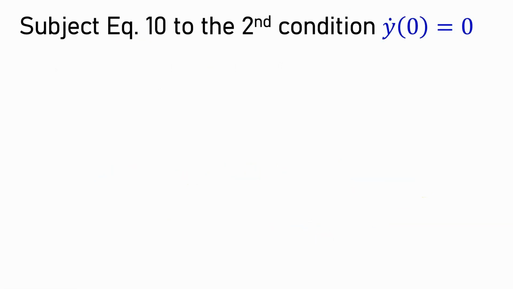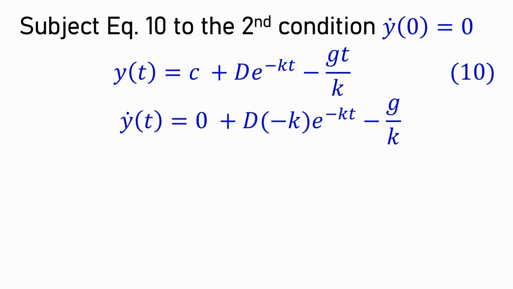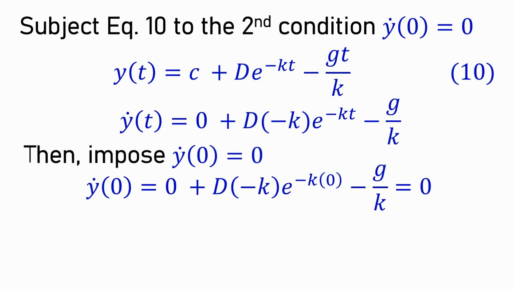So let's use the second condition. For us to use the second condition, we need to know that it's a derivative. Because if an object is thrown with a particular speed v0, in the upward direction, the speed is 0 at the top. That is how we come up with this, like I've explained in the lecture notes. So with this now, we can differentiate equation 10. If you differentiate the constant c, you have 0. If you differentiate exponential minus kt, you have minus k. Then this will give us d multiplied by minus k, then exponential minus kt. Then if you differentiate gt over k, you have g over k.